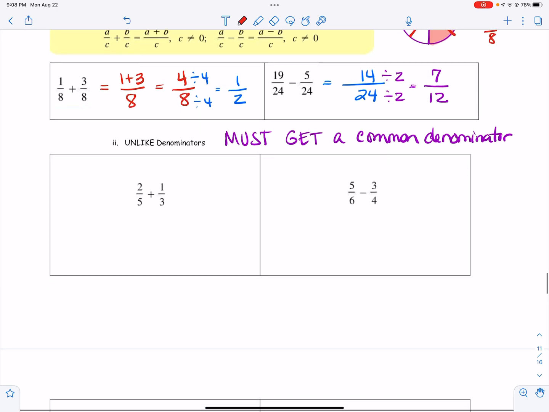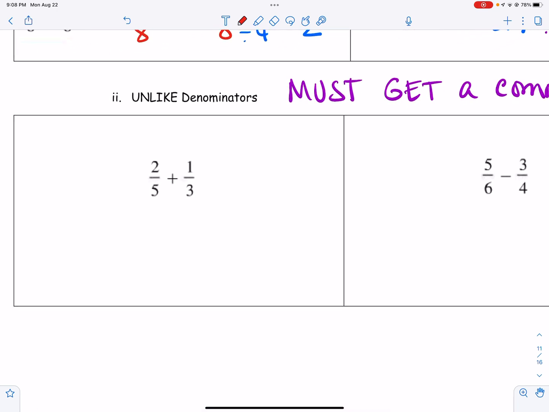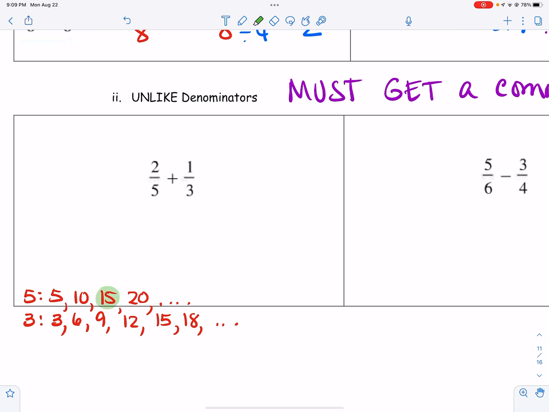So when I look at this first problem, I'm going to ask you what is the smallest number that both 5 and 3 divide into? And so hopefully you will know that that's 15. If I counted by 5s, 5, 10, 15, 20, etc. If I counted by 3s, 3, 6, 9, 12, whoops, missed one, the important one, 12, 15, 18, etc., then you can see that the smallest number that they have in common is 15.